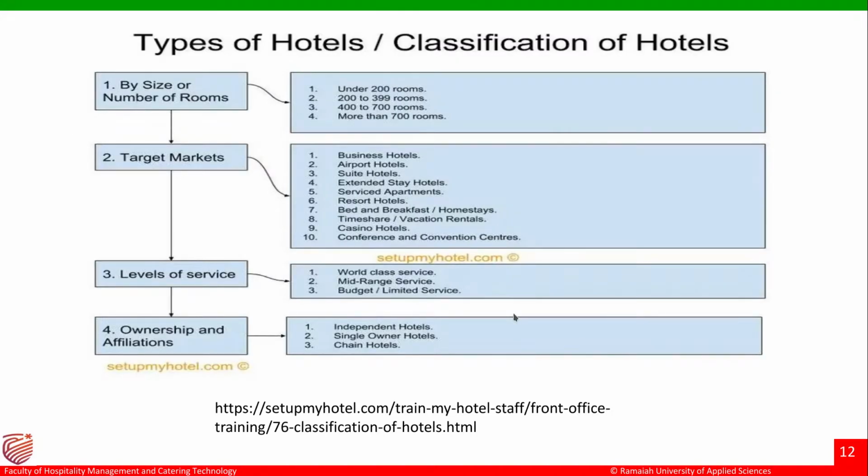As you can see on the slide here, the types of hotels are being classified, and the credit of this picture goes to setupmyhotel.com. I have already discussed with you about the 5 A's of tourism product, under which the first A is attraction, second is accessibility, third is accommodation, fourth is activities, and fifth is amenity. So here we will be discussing about the third A, which is accommodation.